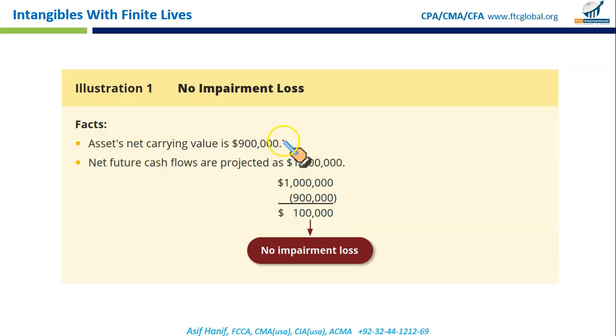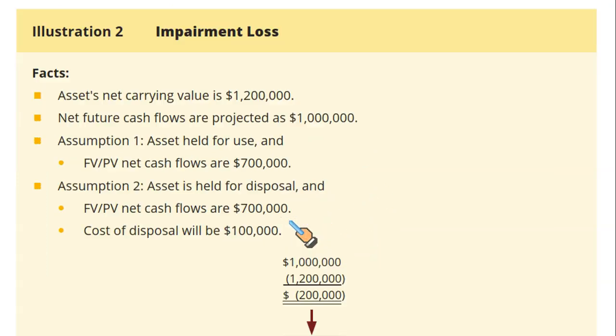Assets net carrying value, book value, is $900,000. Net future cash flows, which you call the undiscounted future cash flows, are more, whereas carrying value is less, so you do nothing. No impairment loss because the result is positive as per the previous flow. Now let's change things a bit. Net carrying value is 1.2 million, undiscounted future cash flows are 1 million, which means the first step tells us there is an impairment.